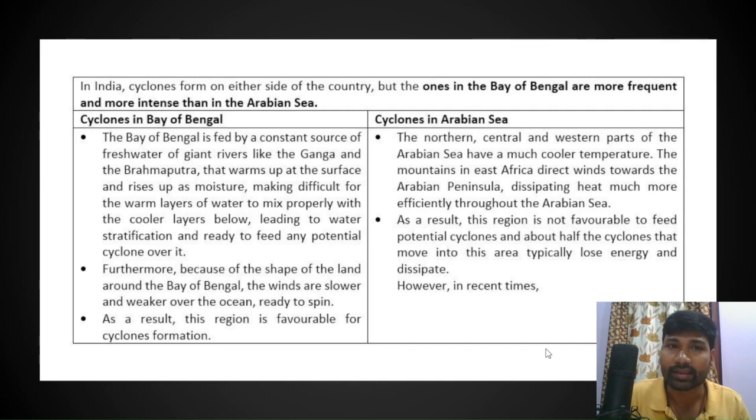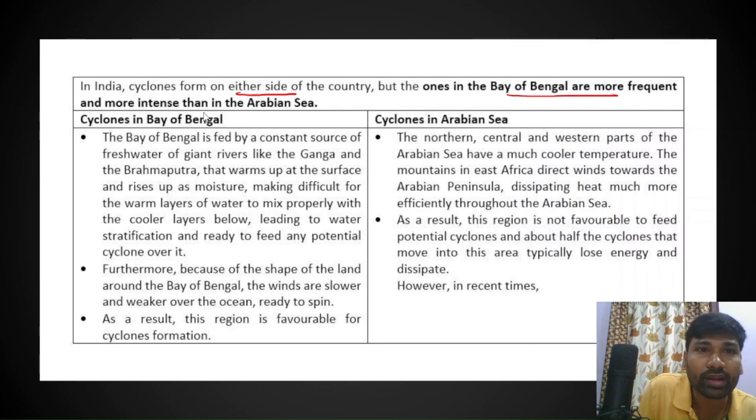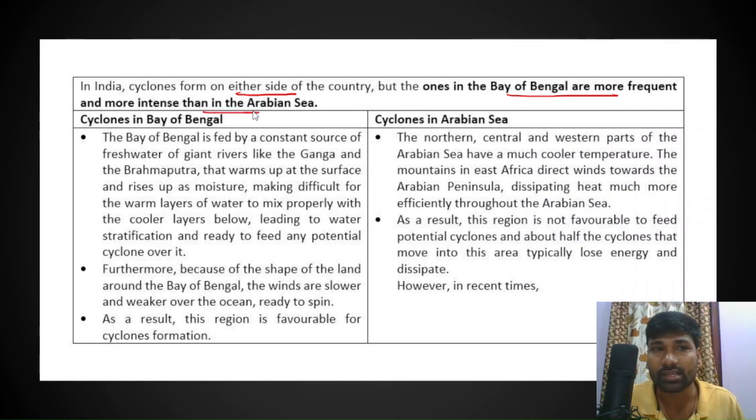Now in this slide you could see there are certain conditions which are responsible for the formation of cyclones in both the Bay of Bengal region and the Arabian Sea region, right? So in India, cyclones form on either side of the country. Cyclones usually form in the Bay of Bengal and even the Arabian Sea region as well, but those in the Bay of Bengal are more frequent and more intense than in the Arabian Sea region. So why? We will understand that.